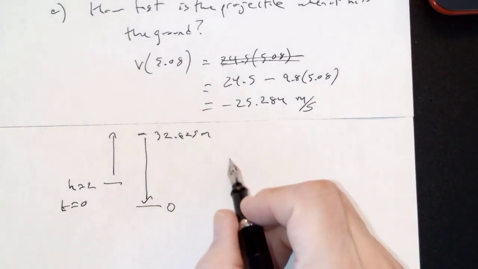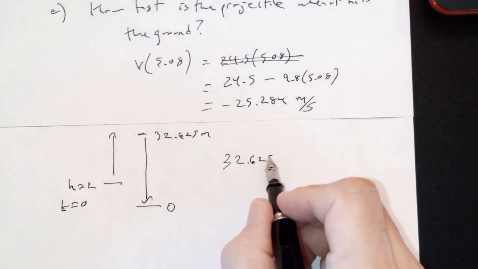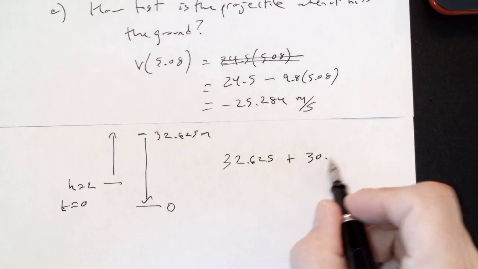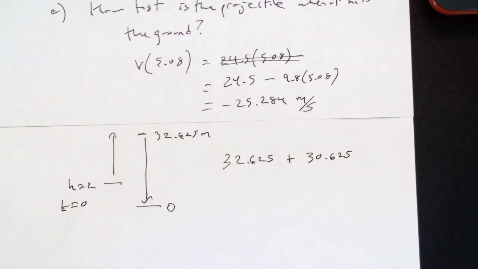So I went 32.625 down and 30.625 up. There's no calculus required for this. I just have to measure properly.